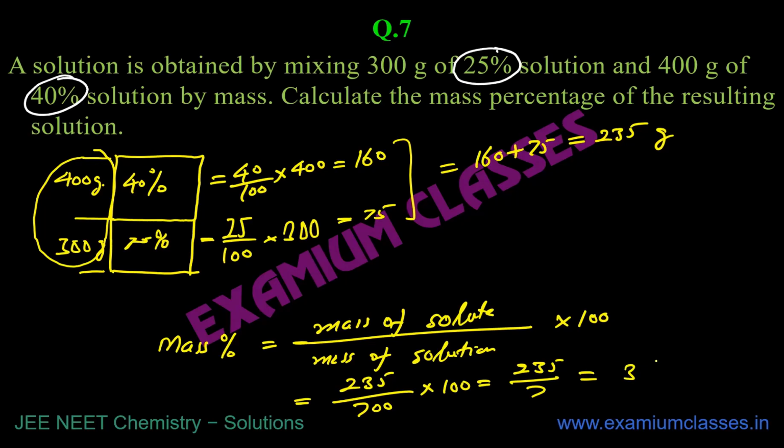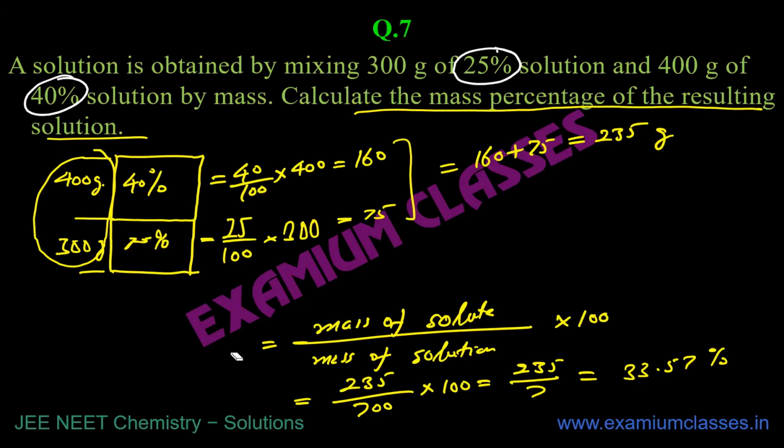7 3s are 21, 25, so again 7 3s are 21, 7 5s are 35, then 7 7s are 49. Okay, so this is the mass percent of solute. And because it is asked to calculate the mass percentage of the resulting solution, it means you have to calculate for both, for solute and for solvent. So for solute, this is the mass percent of solute, write it down.